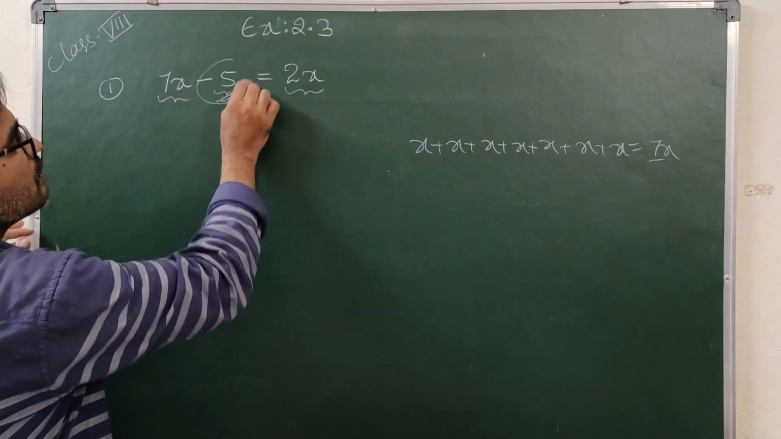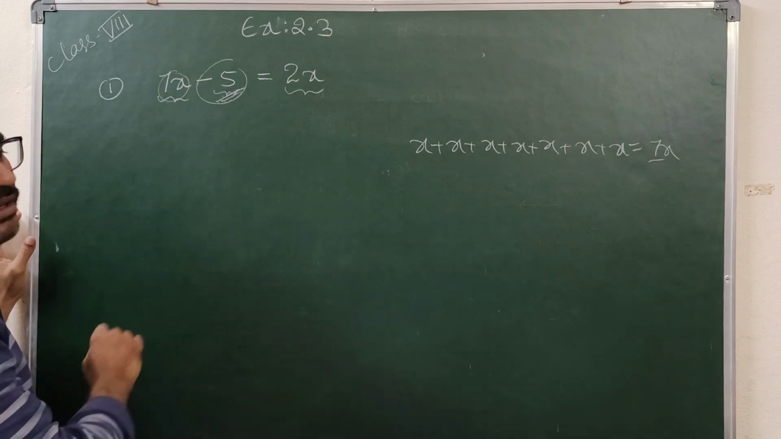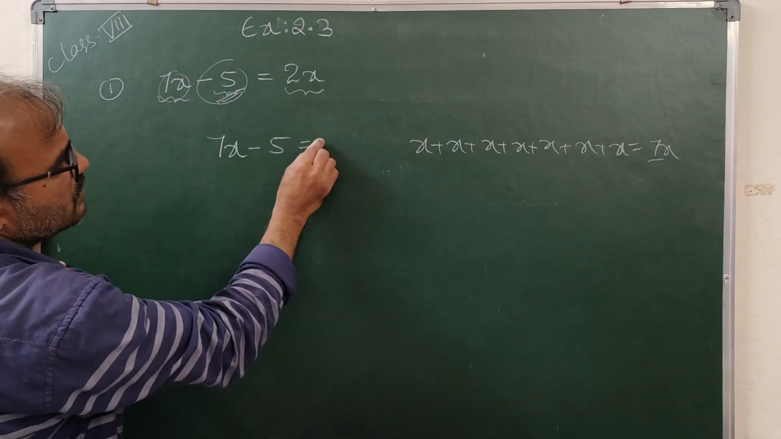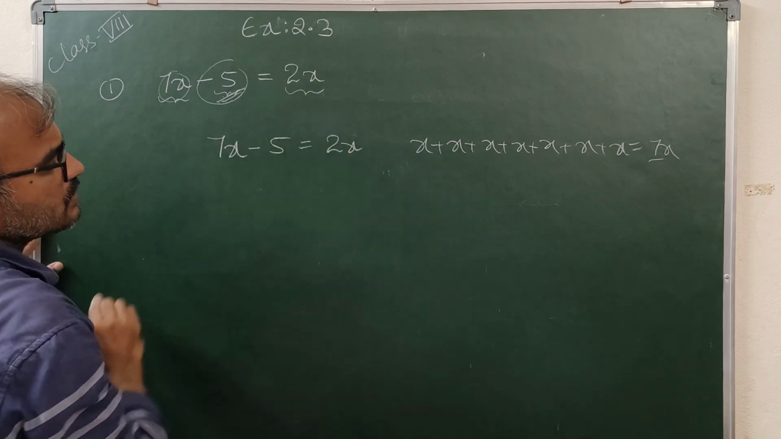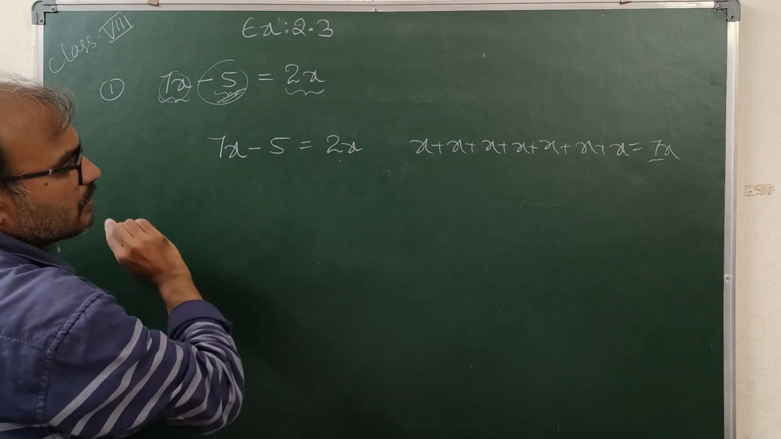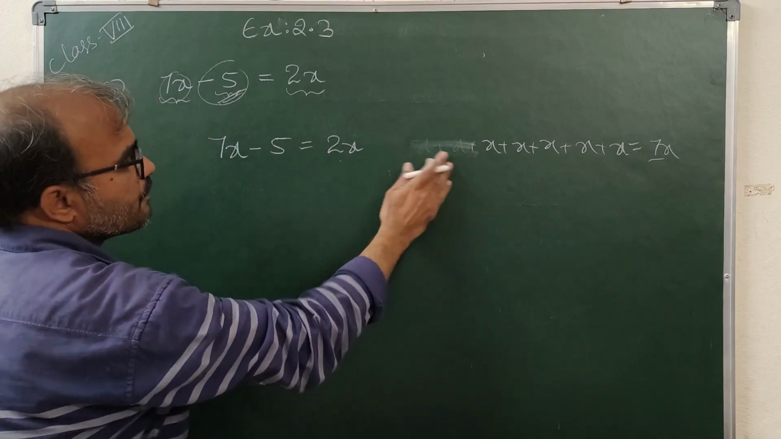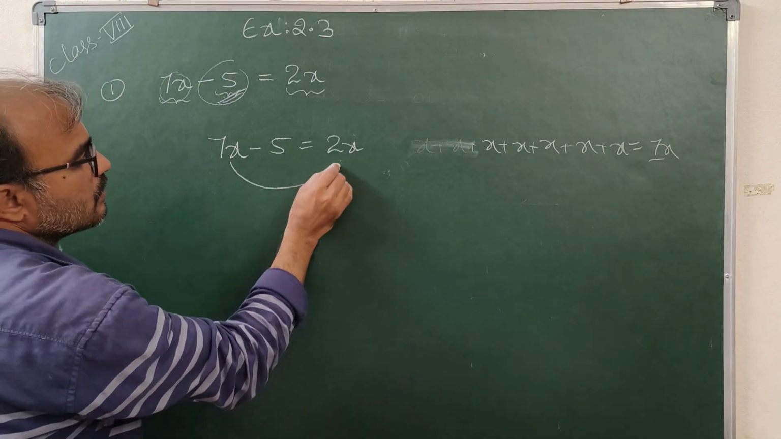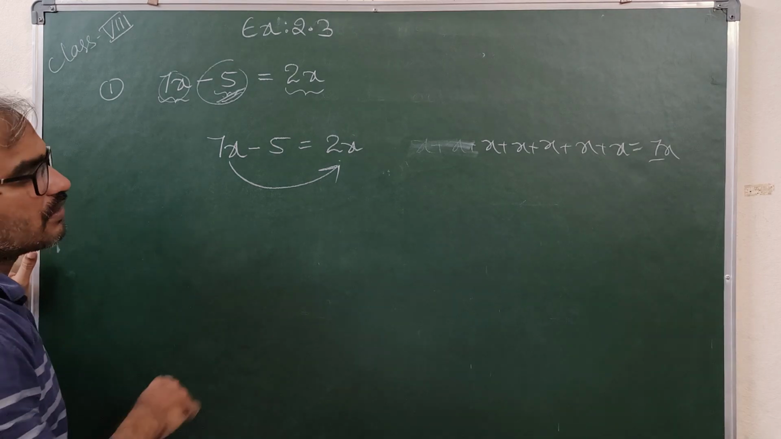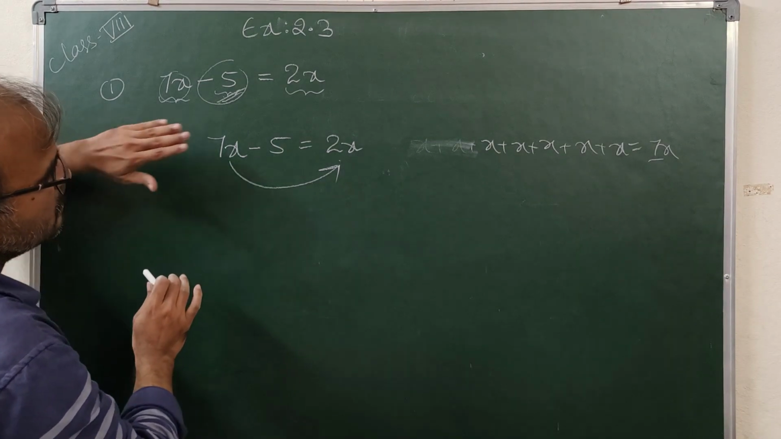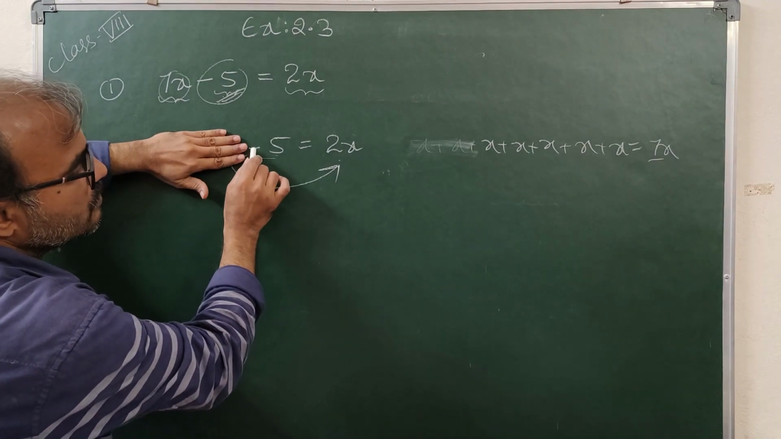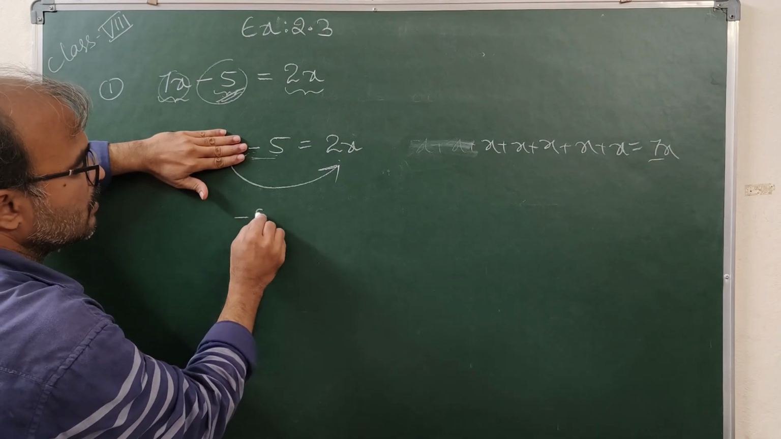This is a constant term and this is a variable term, right? So that is why, first of all, let us write 7x minus 5 is equal to 2x. Now let us take this 7x to the right side. You observe, when you take this 7x to the other side, what is remaining here? Minus 5. You should not forget this sign.